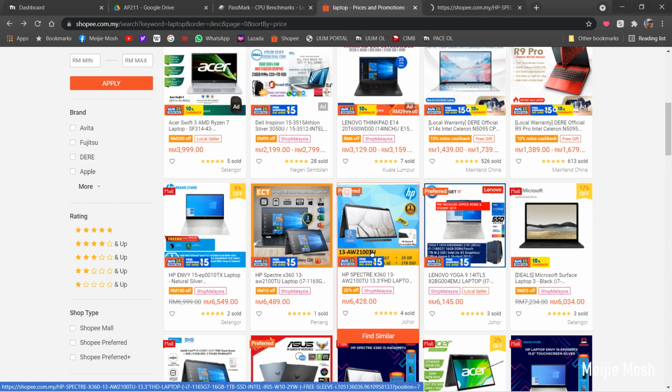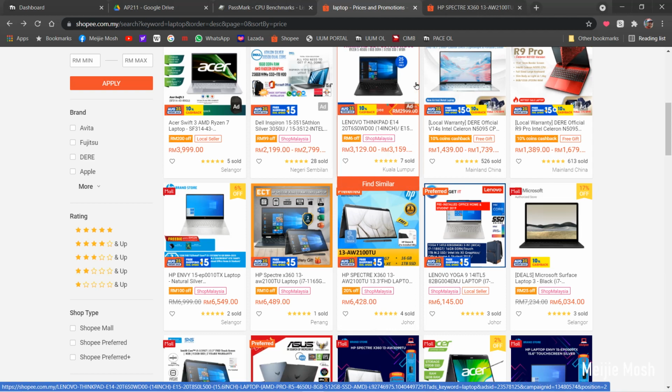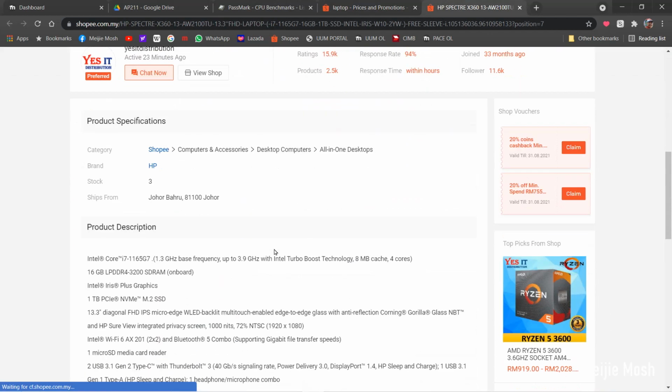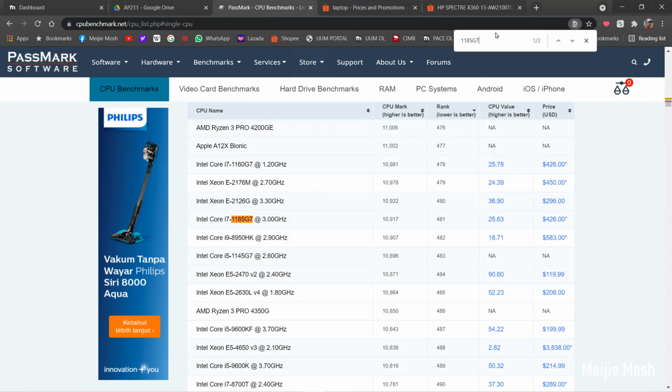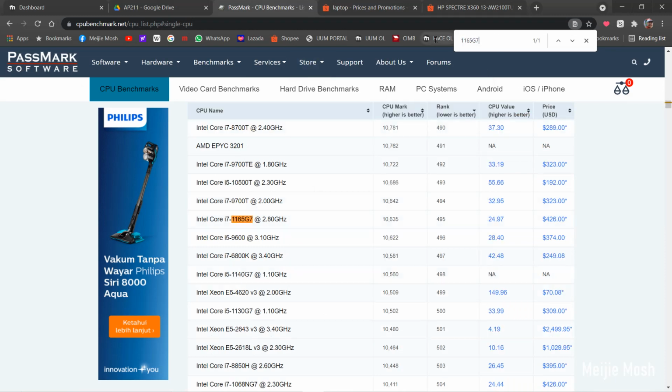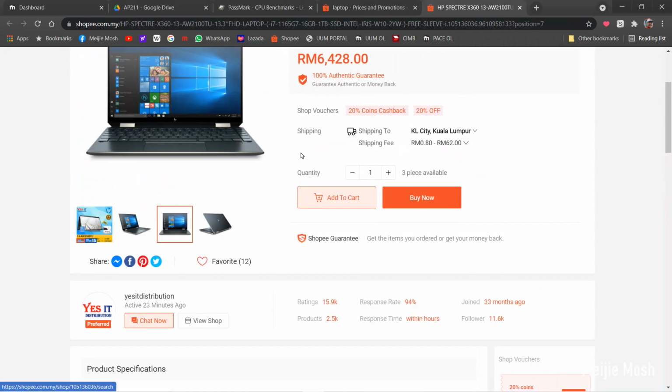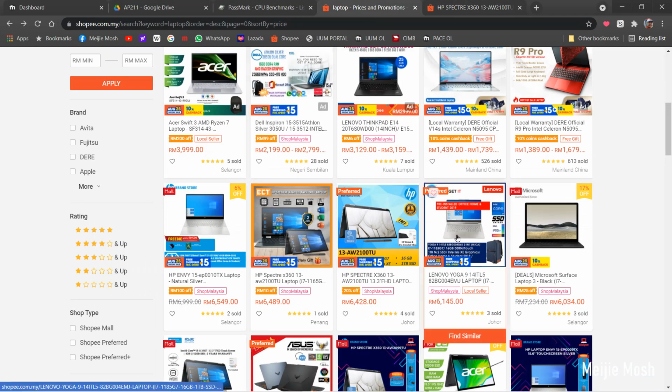Like this one, the HP Spectre x360. For this one the CPU is 1165G7. This one is 481 and this one is 495. So which is the best? This one is 6,428, and before this was 6,145. So which is worth buying between these two, you can make the comparison.